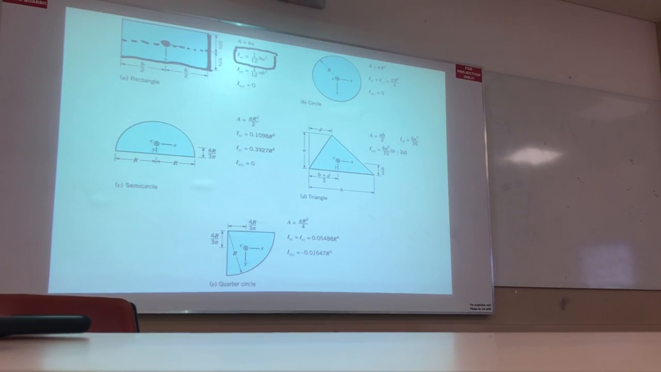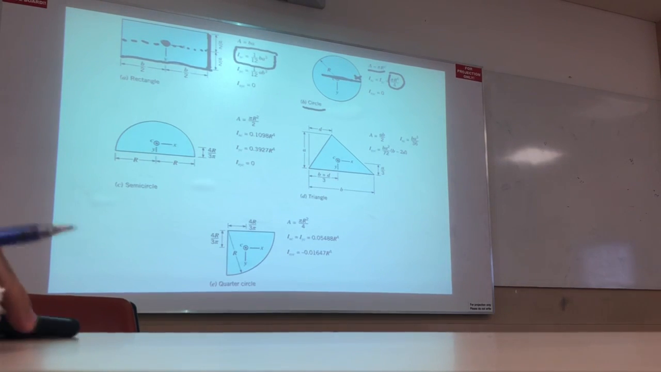On the other hand, if the object is circular shape, in that case, it is rotating about this axis, so IXC and IYC is pi r power 4 by 4. Area is pi r square. So you have to know this.